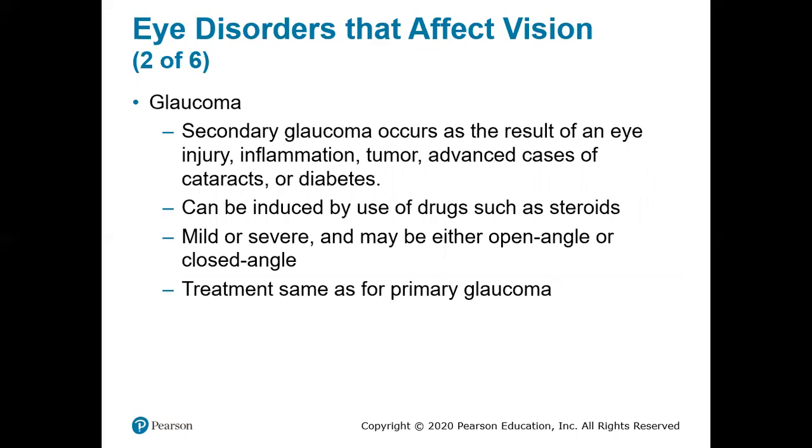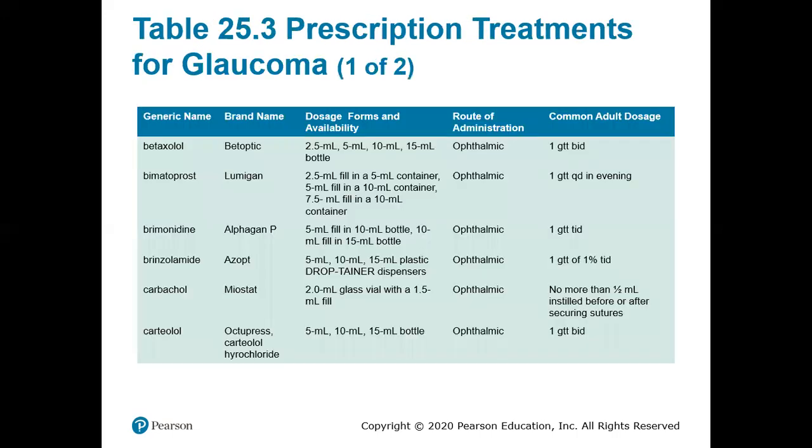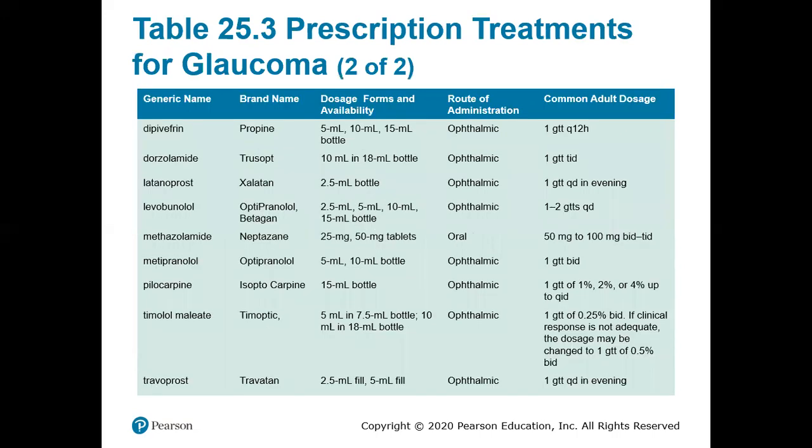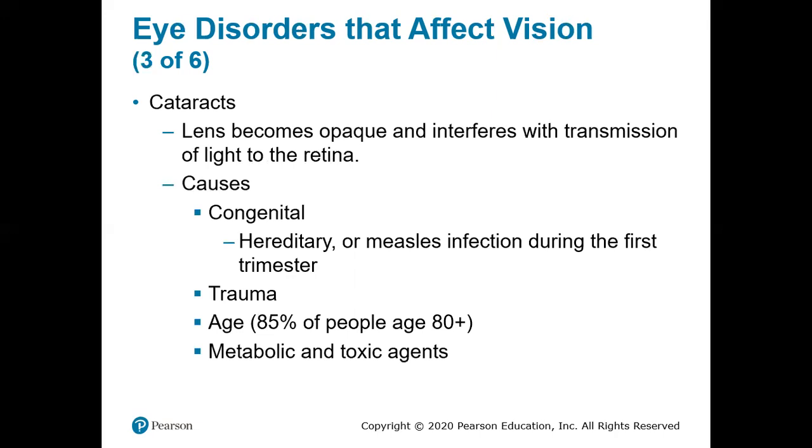Secondary glaucoma occurs as the result of an eye injury, inflammation, tumor, advanced cases of cataracts, or diabetes. It can be induced by use of drugs such as steroids, mild or severe, and may be either open angle or closed angle. Treatment would be the same as it is for primary glaucoma. Table 25.3 demonstrates prescription treatments for glaucoma, and that is detailed on page 385 in the textbook.